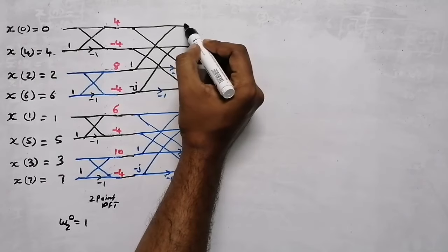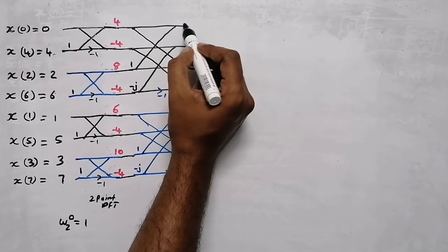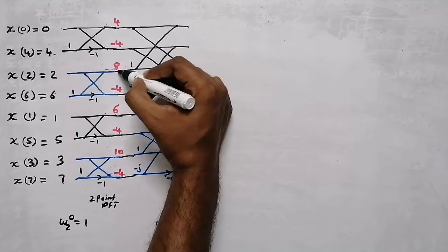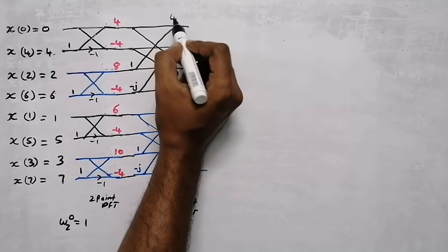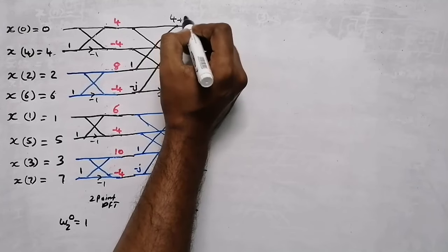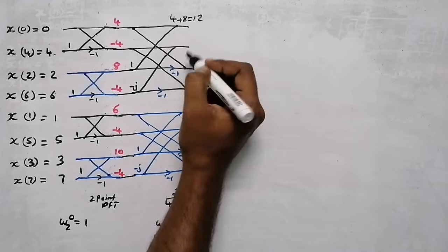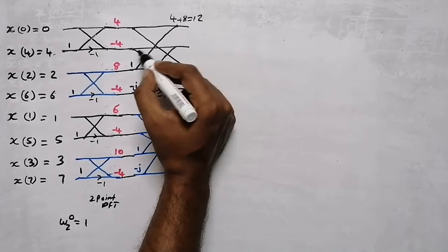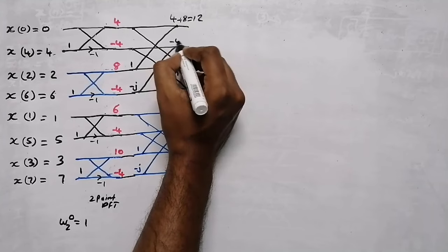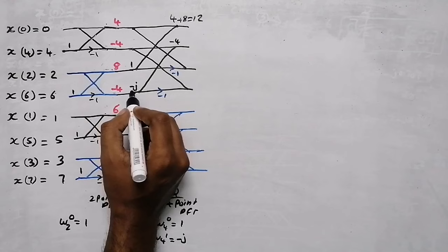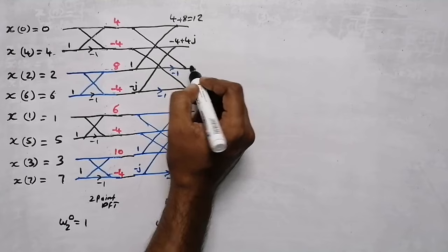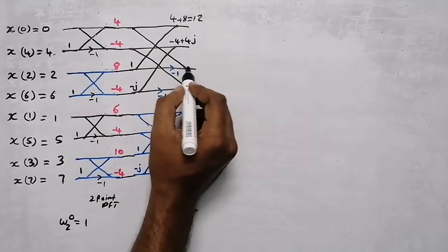First of all, we are going to find the value that is coming here. Which lines are coming at this point? One is this line and the other one is this line. This line, the value is 4. Then this line, the value is 8. 8 into 1 will be 8. So 4 plus 8 will be 12. Now the second line, the lines coming are minus 4 and the other line is this one. So minus 4, then minus 4 into minus j will be 4j. Minus 4 plus 4j.